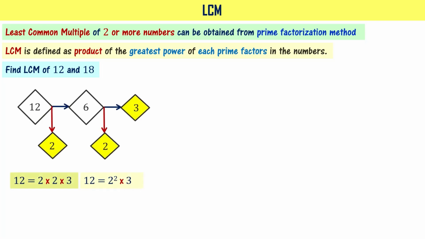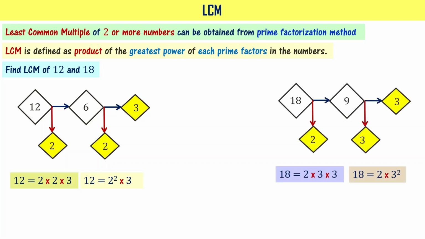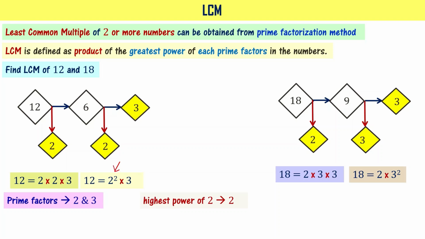We have seen that 12 can be written as 2 square times 3, right? And 18 can be written as 2 times 3 square. If you observe the definition of LCM, it says that it is defined as the product of the greatest power of each prime factor. So the prime factors involved here are 2 and 3. The highest power of 2 is 2. That is part of your number 12, right? And the highest power of factor 3 is also 2. That is part of your number 18.